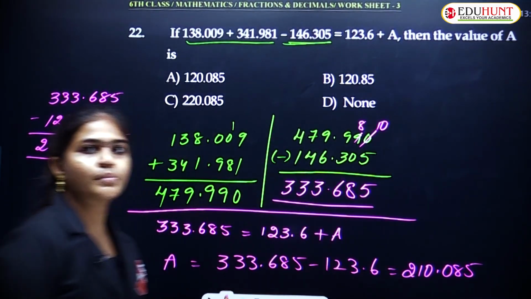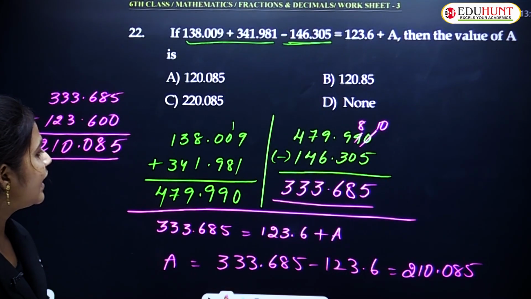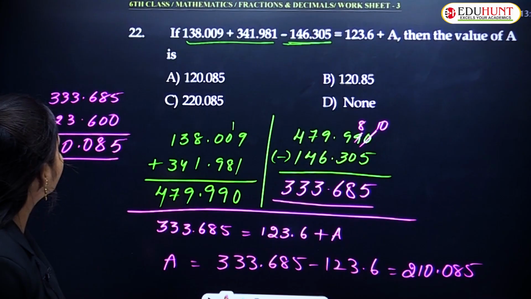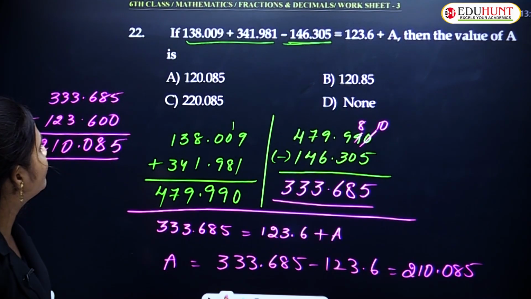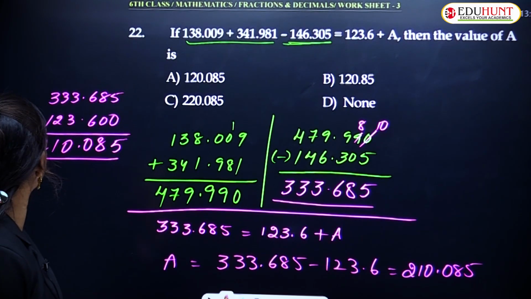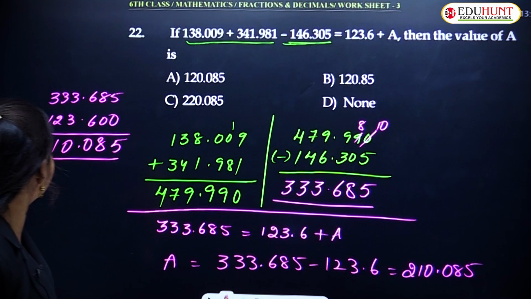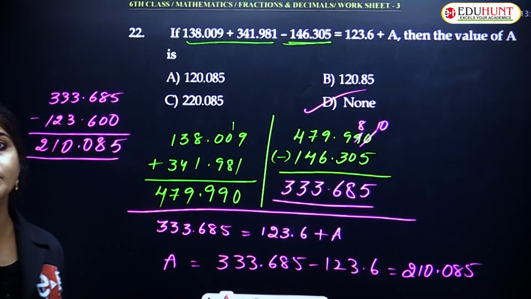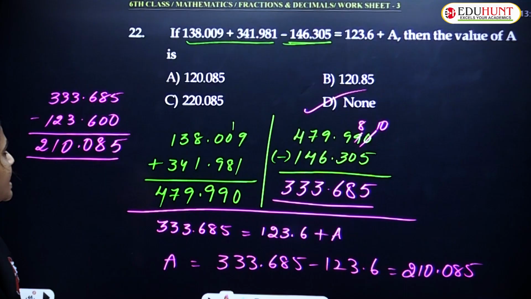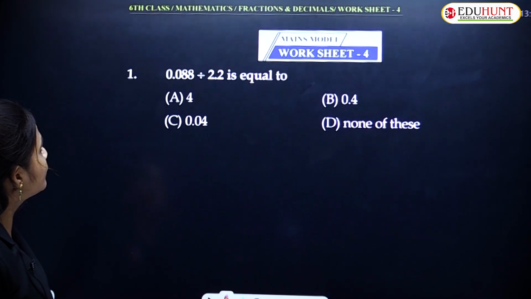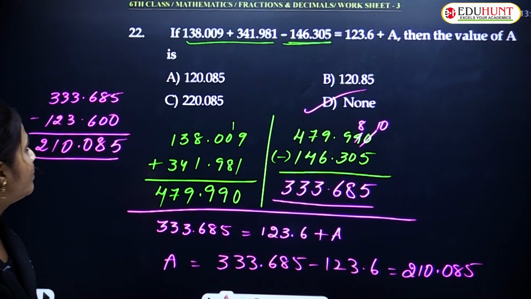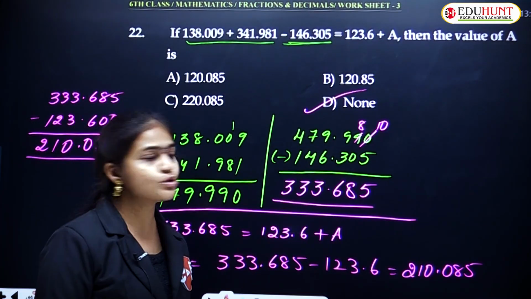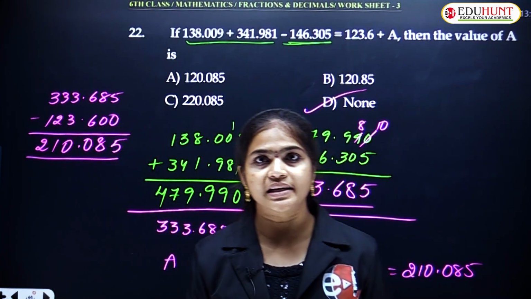Okay, what is the number ma? 210.085. But that answer is not there, no? 120.085, 120.85. Yes, we will get 210.085, and the option is not there. So as per this, option D, none of these. Okay ma, up to here the worksheet 3 problems, 22 problems they gave, no? So all the 23 problems are completed up to here.